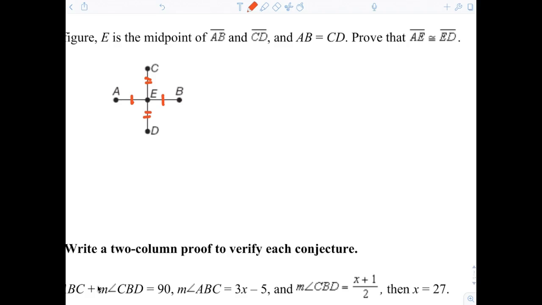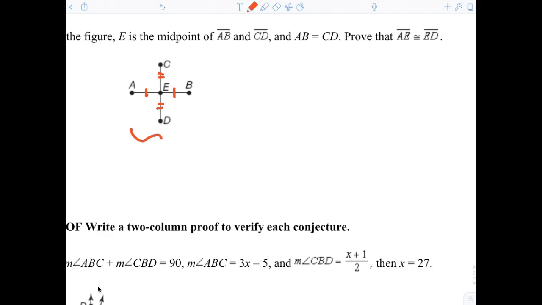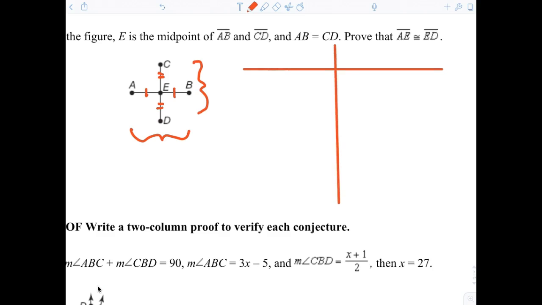Now it also says that AB is congruent to what? CD. Now I think logically you can conclude that obviously all 4 of those segments are now congruent, but obviously we're going to prove that. Now again, for the 2-column proof, let's go ahead and start this out. Statement and your reasons.